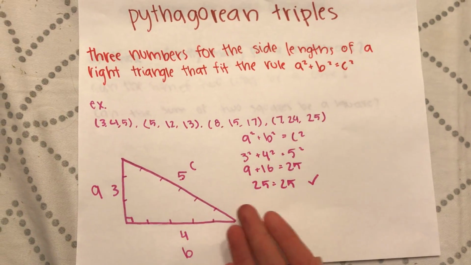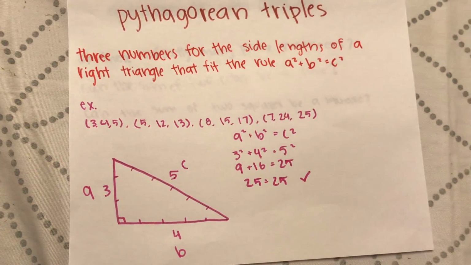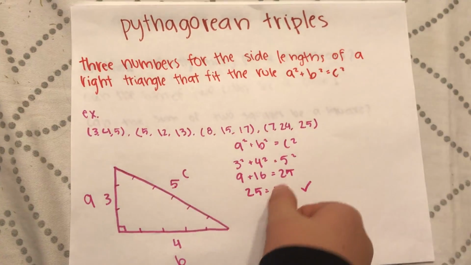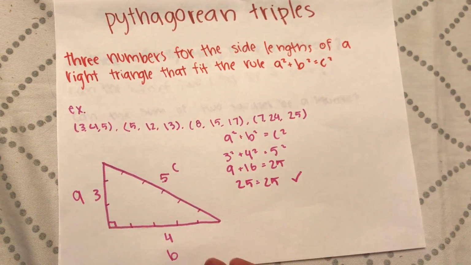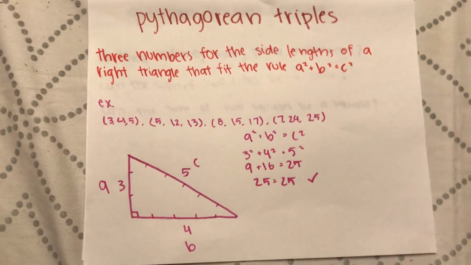Here we prove that 3, 4, and 5 are a Pythagorean triple. 3 squared plus 4 squared would have to equal 5 squared. 9 plus 16 would need to equal 25, which means 25 does equal 25.